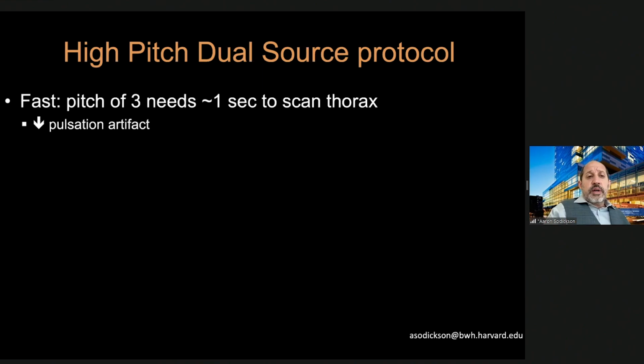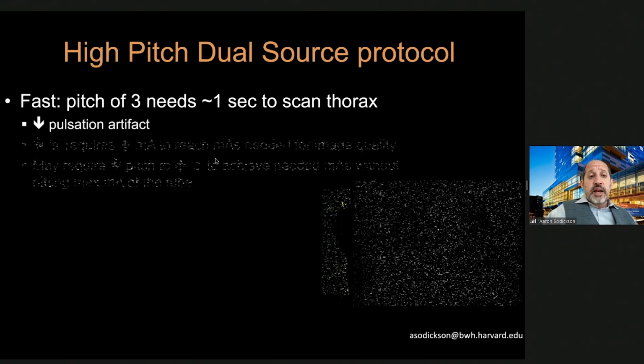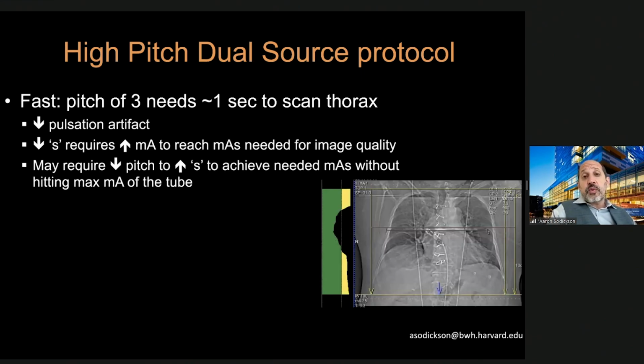One of the benefits of this high pitch mode, as I mentioned, is to decrease pulsation or motion artifact. But the other thing that's been interesting when we added that feature is that scanning the patient faster means we have less seconds in order to create the mAs we need. That means we need higher mA to accomplish the desired mAs that we need to reach the image quality we want. So what we found is that for larger patients, we did need to train our techs to just reduce the pitch in order to achieve the desired mAs without hitting the maximum mA of the tube.